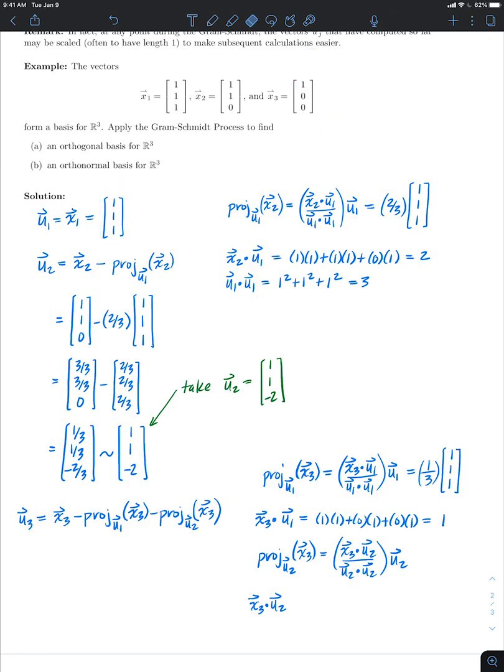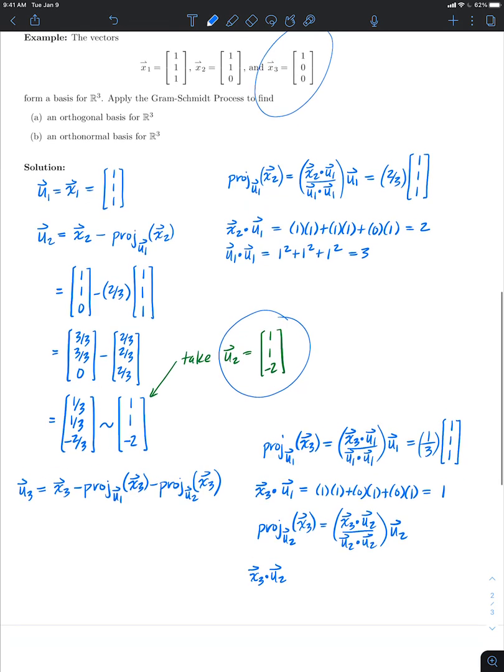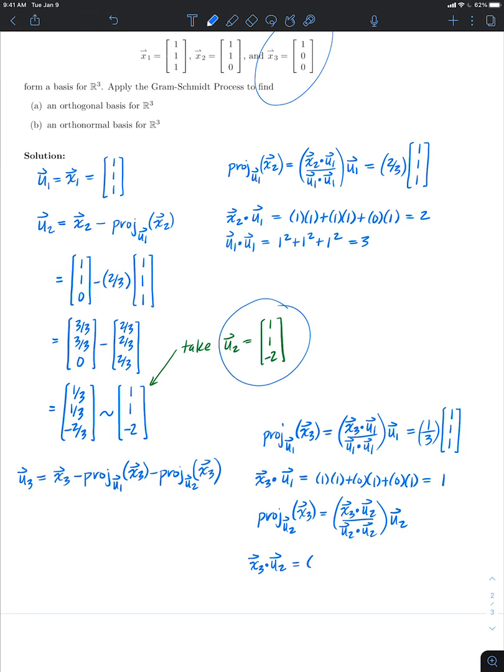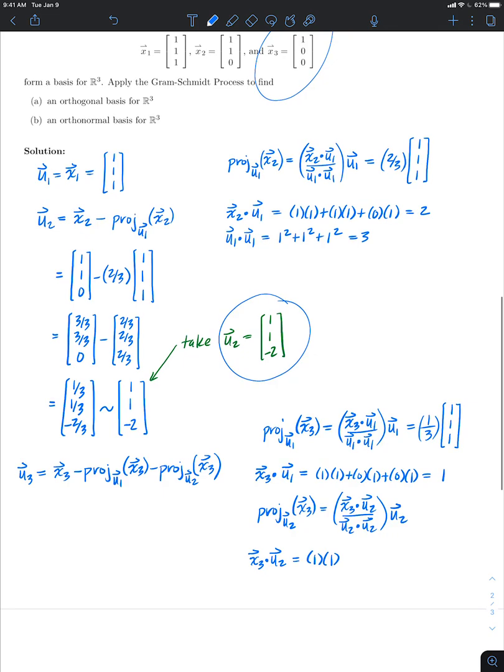There we go. Okay, I had the wrong one circled because I still had them circled from the last one. I want to take the dot product of x3 with u2. So that's the dot product of these two vectors. So we've got 1 times 1 plus 0 times 1 plus 0 times negative 2, which works out to be just 1.